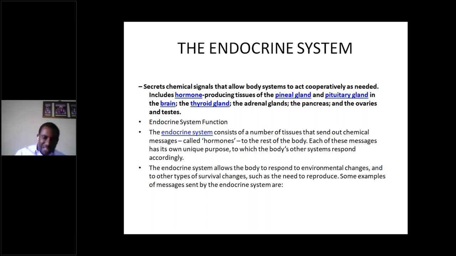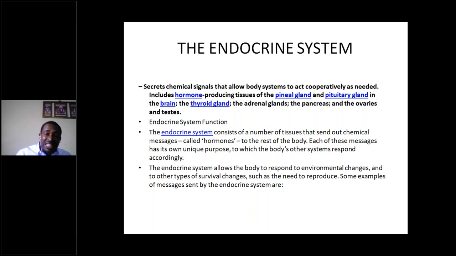Hormones are responsible for ensuring there is balance in the system. There's coordination in the system. Okay, so each of these messages has its own unique purpose. The hormones have chemical messages. Do you understand? They help us to respond. They help us to understand the environment. They help us to decipher. So they have chemical messages to which the other systems in the body will respond and take action.